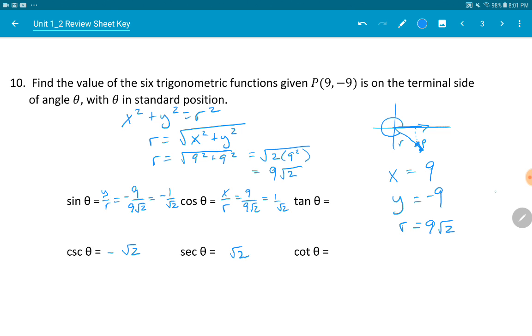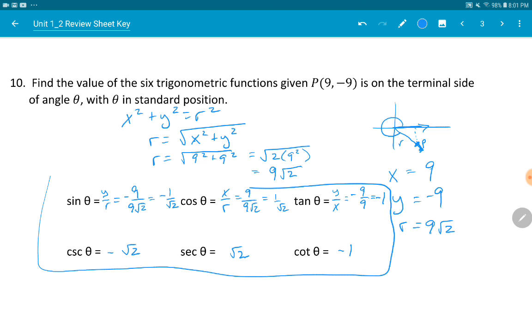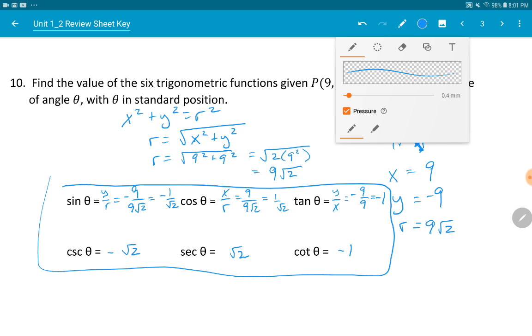And the tangent is y over x, which is -9 over 9, which is -1. So cotangent would also be -1. So here are my final answers, and I'll just highlight the actual answers in yellow.